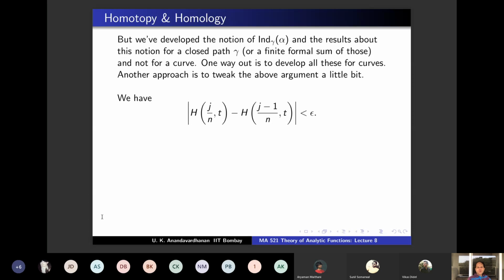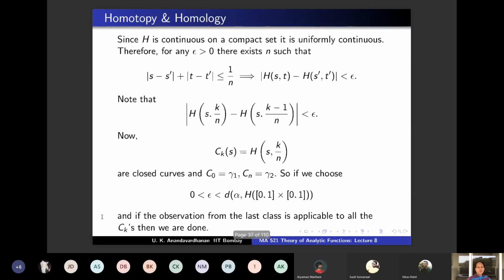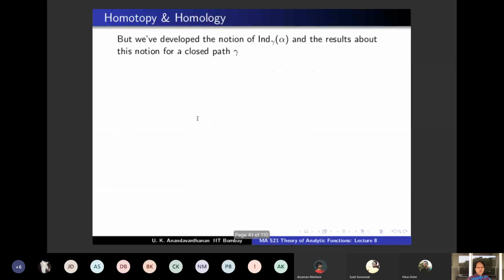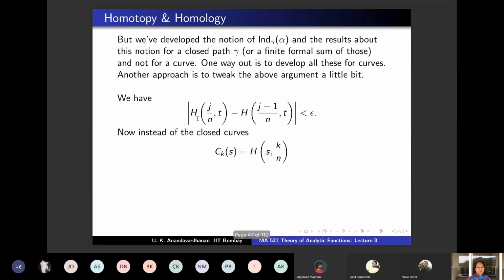So observe also that last time we made use of this observation that if I put k by n and k minus 1 by n and s constant here, that's less than epsilon, but I can do the same thing with the variable s by fixing t. So observe that the second variable you keep fixed at t, and the first variable if you take j by n and j minus 1 by n, then of course the distance between these 2 points is 1 by n, and therefore this modulus is also less than epsilon. And the problem earlier was that these are only curves and not paths. So what you do is you approximate these curves by nice paths.